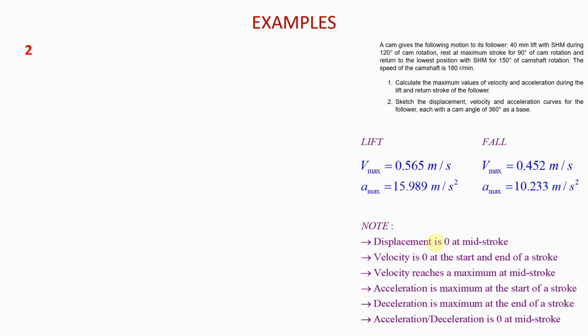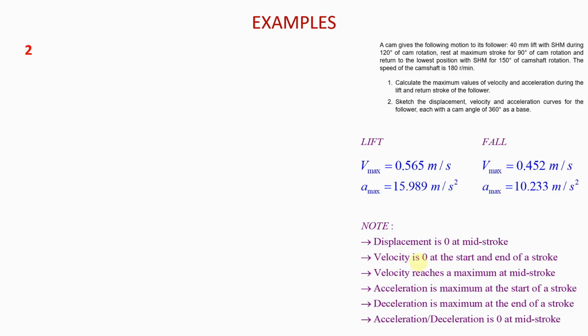We won't take the displacement of the follower to be 0 at the bottom of the stroke, or at the beginning of the stroke. We will take it to be at the middle of the stroke. That is where we take our displacement to be 0. Very important. Another thing you need to understand is that before a stroke, the velocity of the follower is 0.